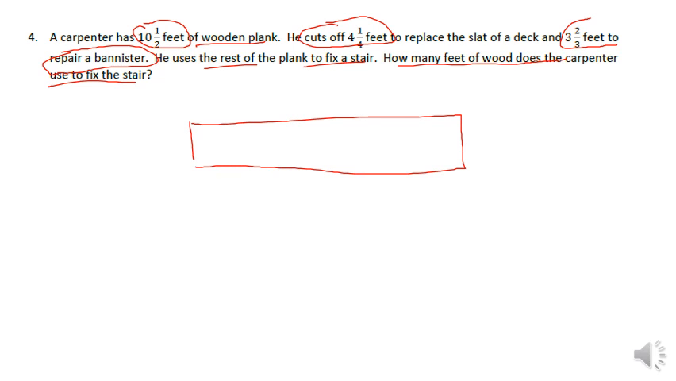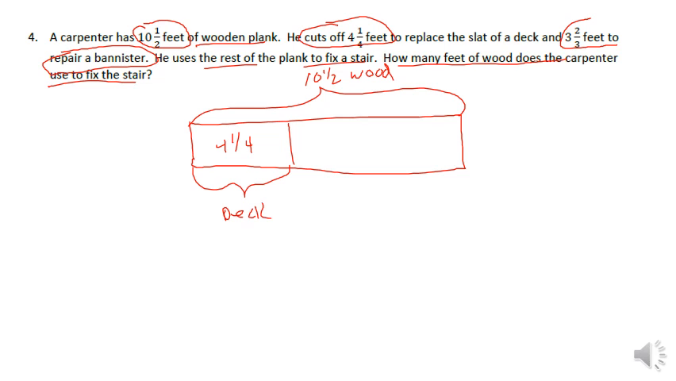So now I'm going to do a tape diagram so I can just keep track of what I'm doing. And I know overall there was 10.5 feet of wood. Then it says he used 4 1/4 feet, and that was used for the deck. Then it says he used 3 2/3 feet, and that was used to fix the banister. And the remaining, which is the unknown, is used to fix the stair.